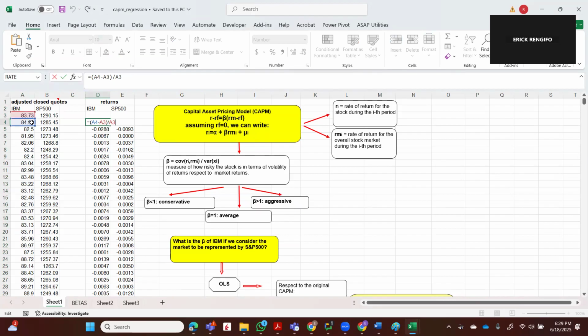How do you compute that? It's very simple. It's A4 minus A3 divided by A3. The next one is going to be A5 minus A4 divided by A4. These are simple returns. Got it?